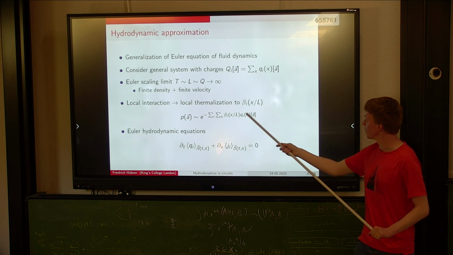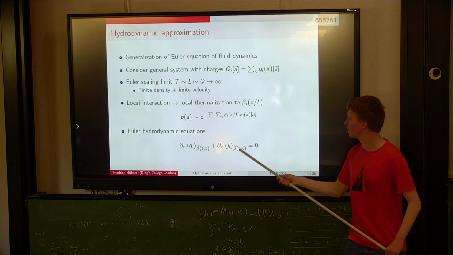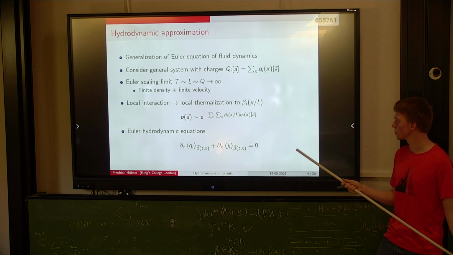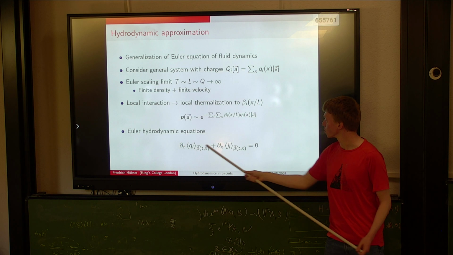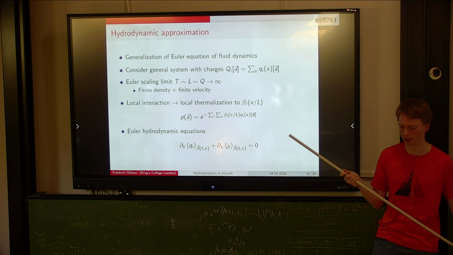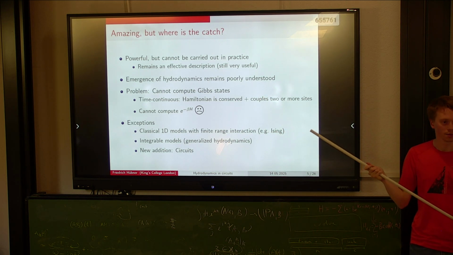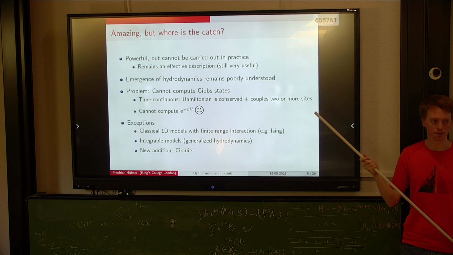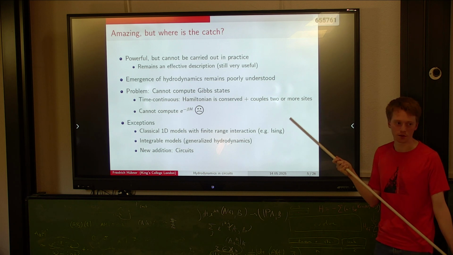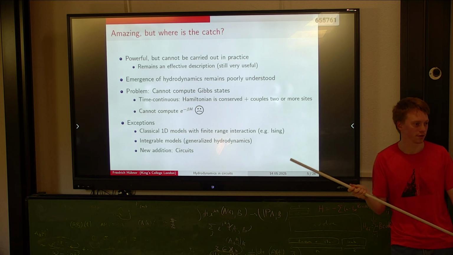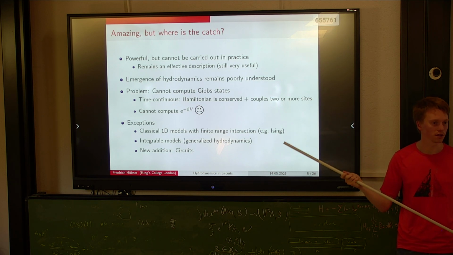And yes, so when you assume this kind of Gibbs state that's spatially varying, in the end you can come up with these Euler hydrodynamic equations, which then couple the expectation value for the charge with the expectation value of the current. Okay. This is really powerful, but the problem is this kind of procedure cannot be carried out in practice, and therefore hydrodynamics remains an effective description, which is of course very, very useful, as we all know, but in particular, how we actually get to hydrodynamics is not well understood.